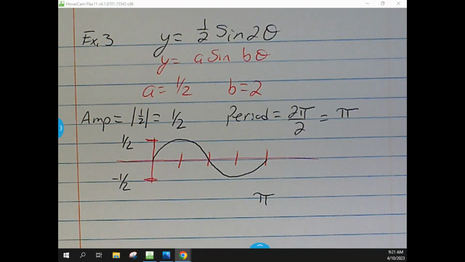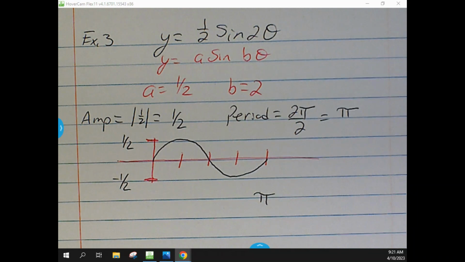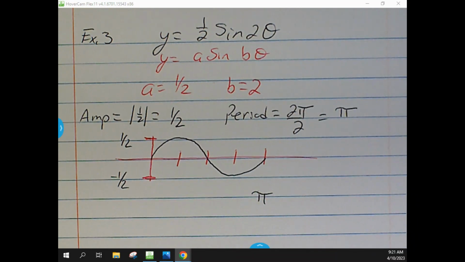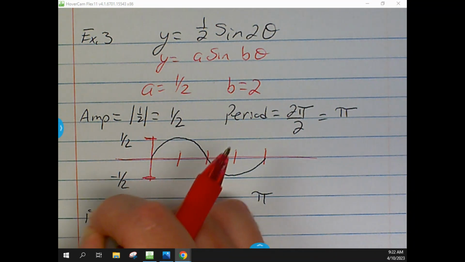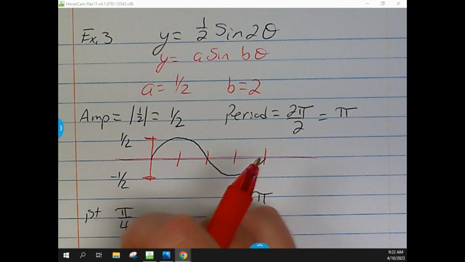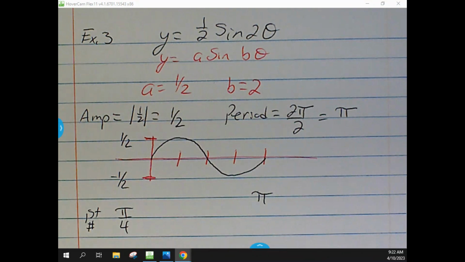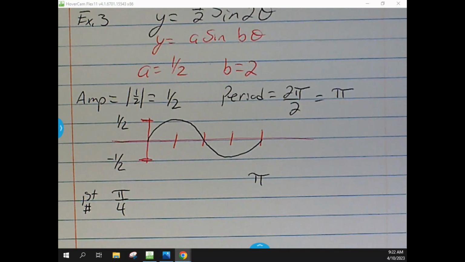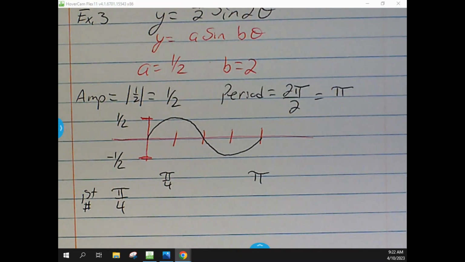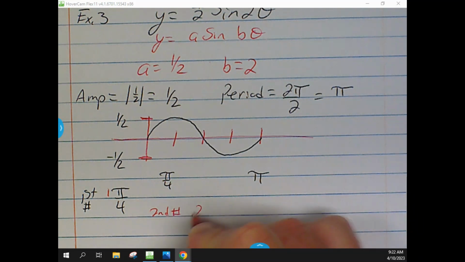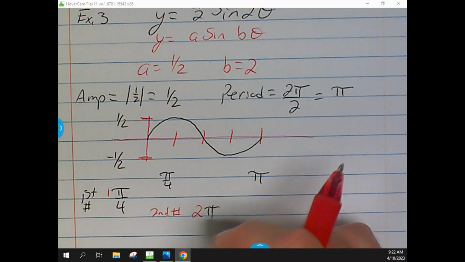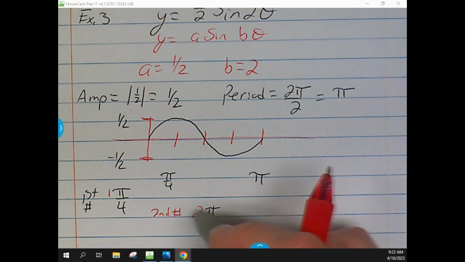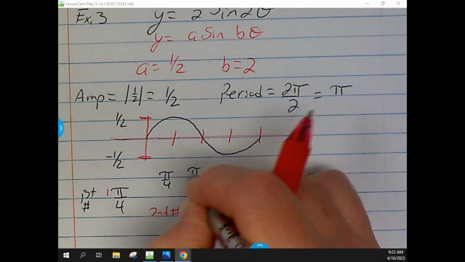All right, so there's your basic graph again. And for this one, your first number should actually be pretty easy because if you take your period and divide it by 4, well, that's just pi over 4. And again, technically, it's 1 pi over 4. So your second number would be 2 pi over 4, but you can take 2 pi over 4 and make that 1/2, so that's really pi over 2.